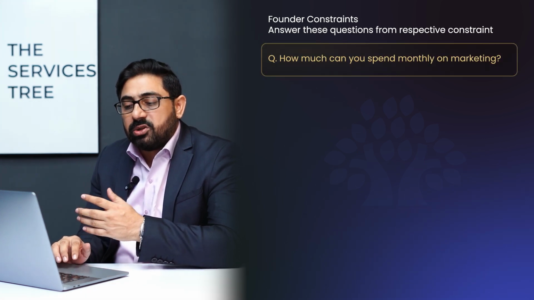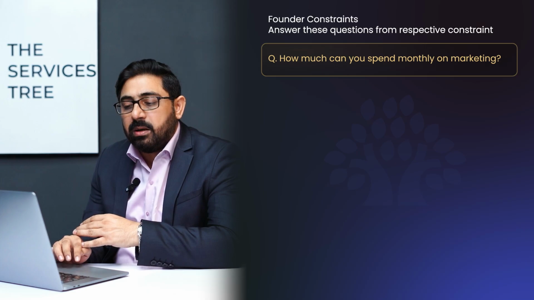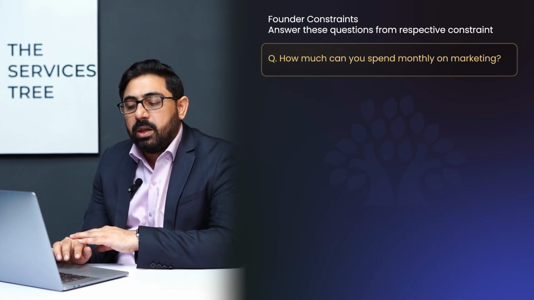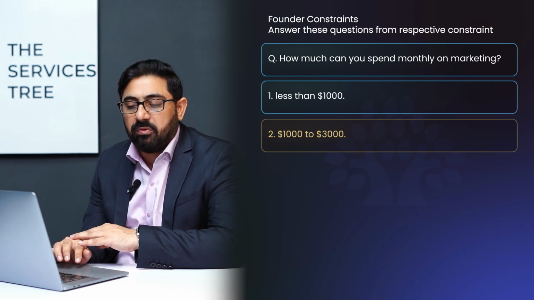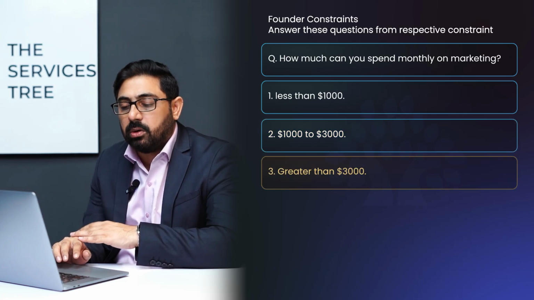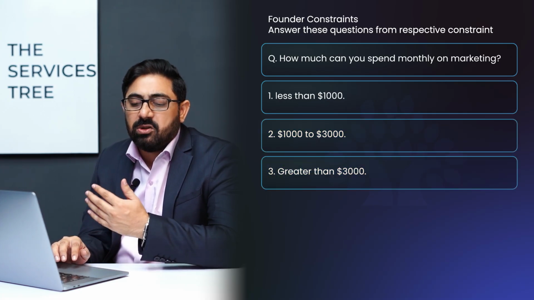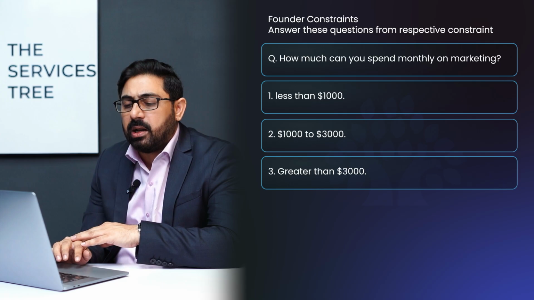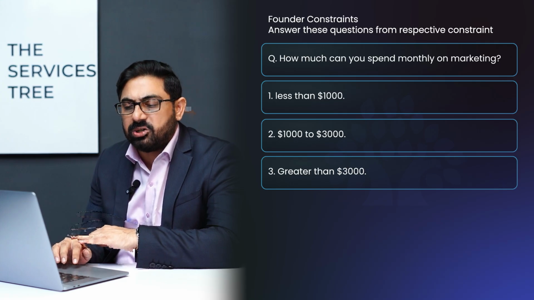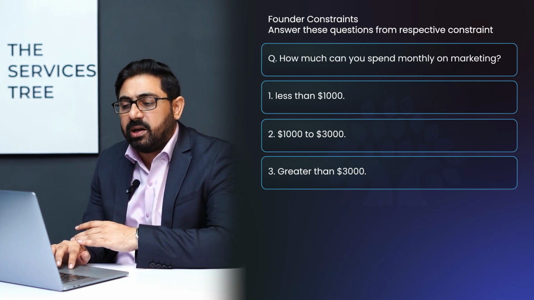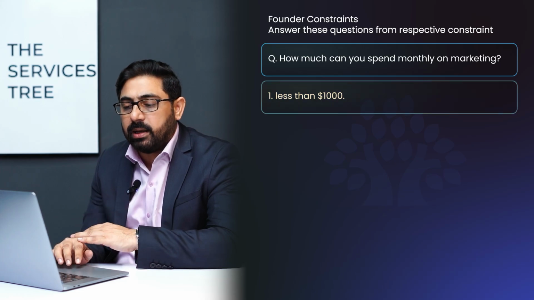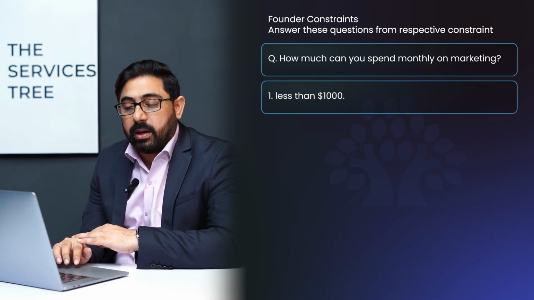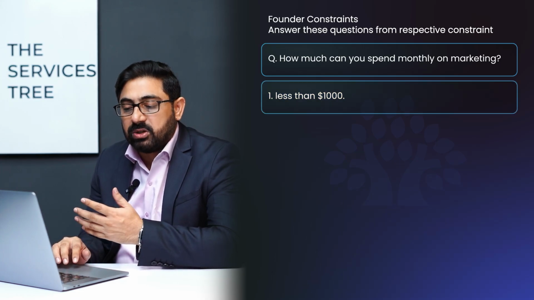Then there is another constraint. How much can you spend monthly on marketing? Can you spend less than $1,000 a month, or from 1 to 3, or more than $3,000 a month? For instance, you say, I have a very low budget and I cannot spend that much at this stage. So we can say that you are spending less than $1,000 a month on marketing. Remember, this could be organic, paid, or some other strategies.